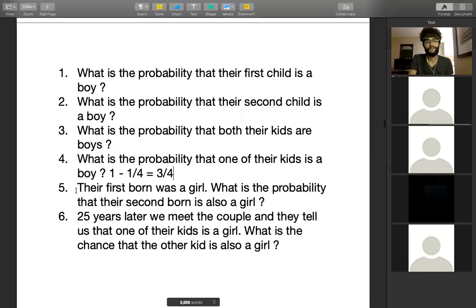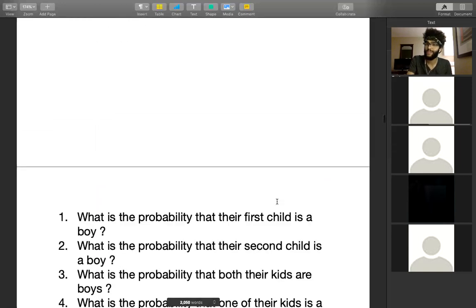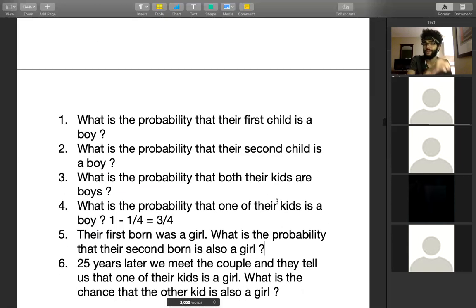Now the fifth one, the firstborn was a girl. What is the probability that the second-born is also a girl? This is a little similar to the last question that we discussed with the red prime, where we said that the past doesn't matter.